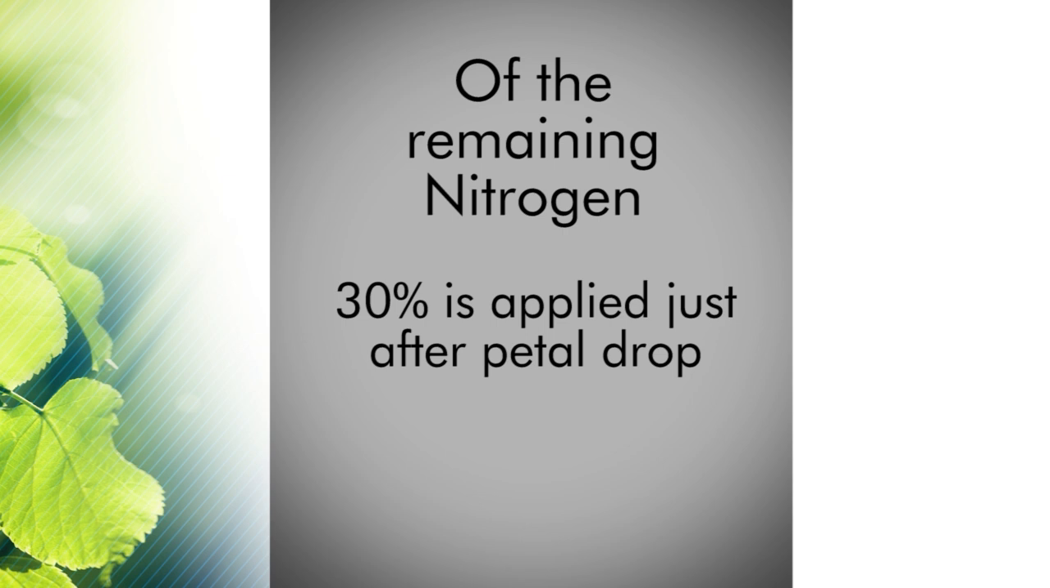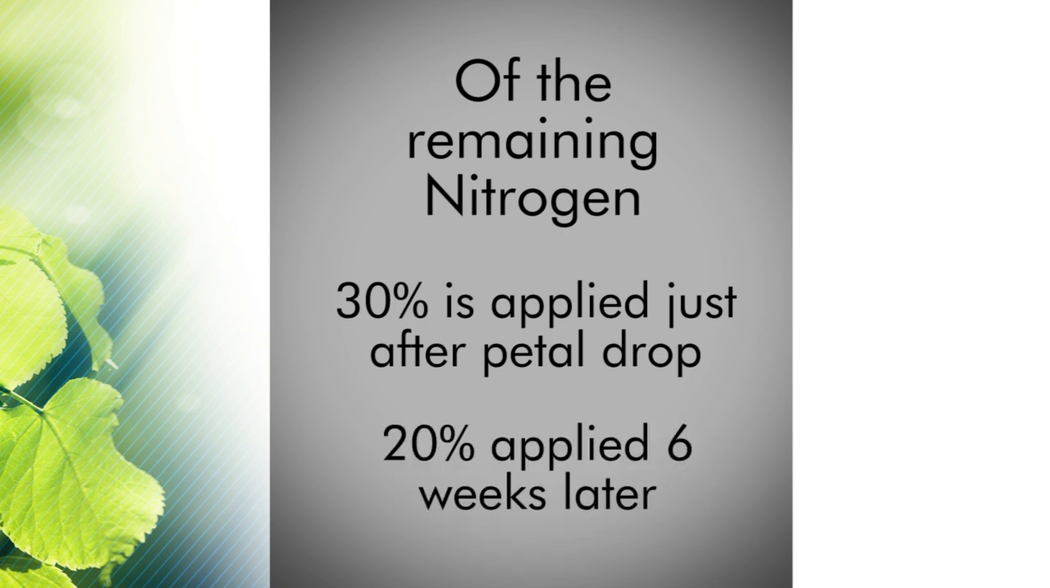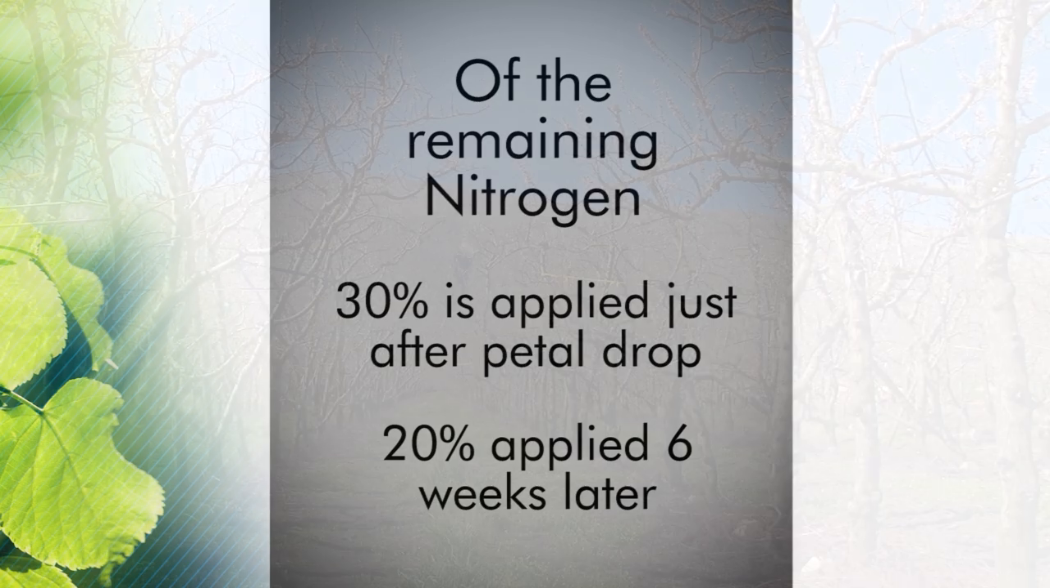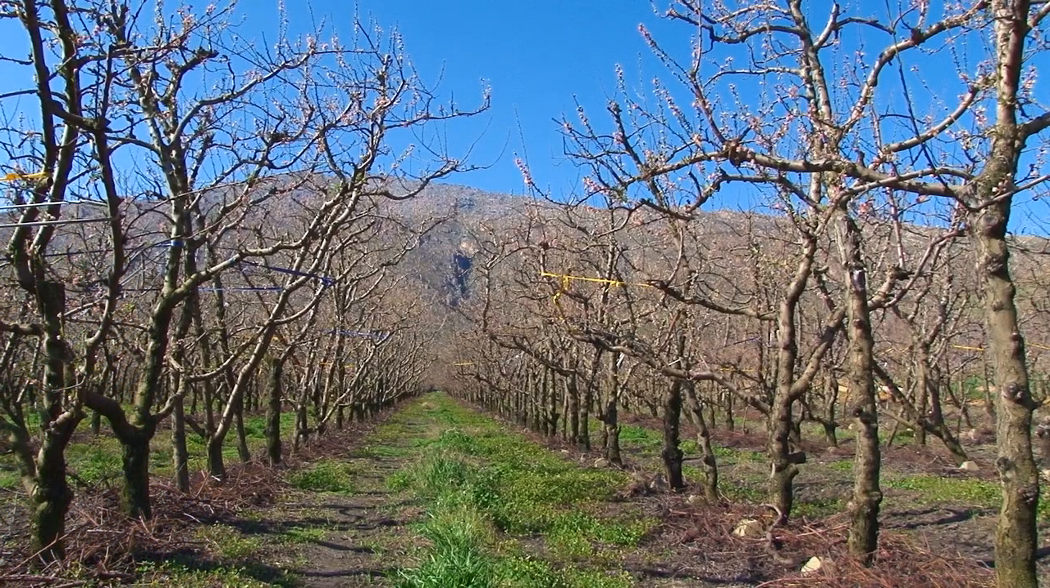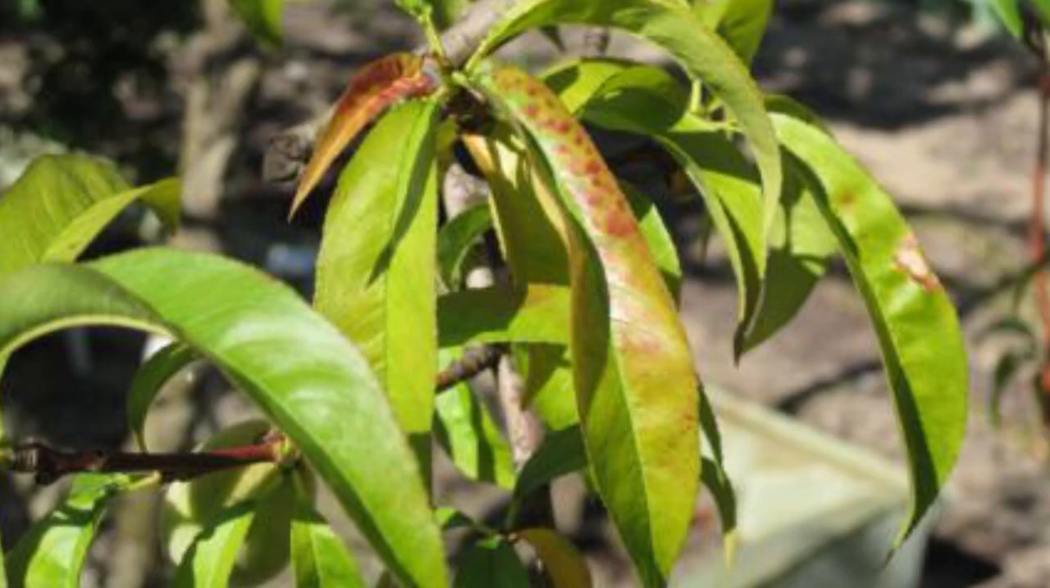Of the remaining total nitrogen application, 30% is applied just after petal drop and 20% is applied 6 weeks later. The 20% application is optional and is done if the farmer feels that the 30% application after petal drop did not promote enough growth in the tree, or if the leaf color is not correct.